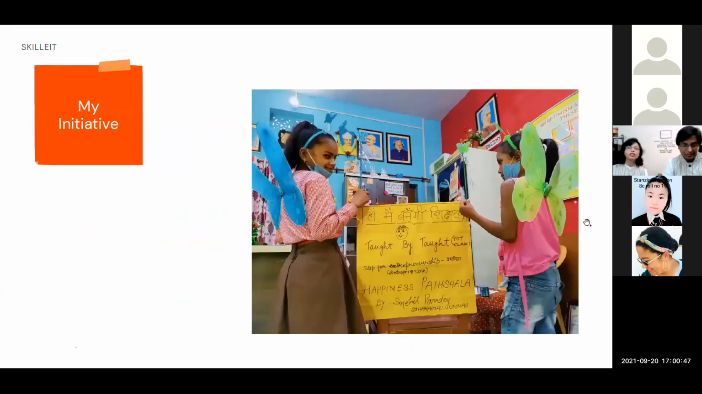What was your initiative, what did you actually try to do differently which people were not doing, or what was your innovation? Snehil, you can share, I think, if you are there.